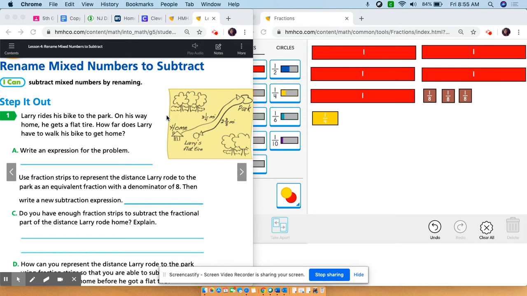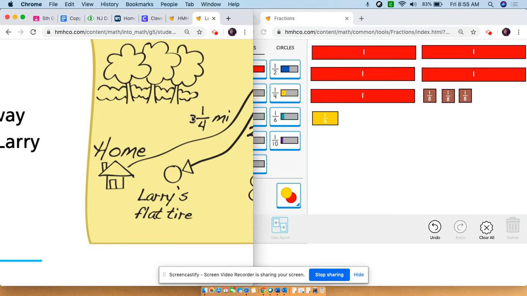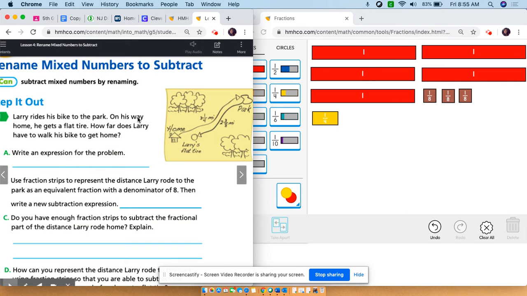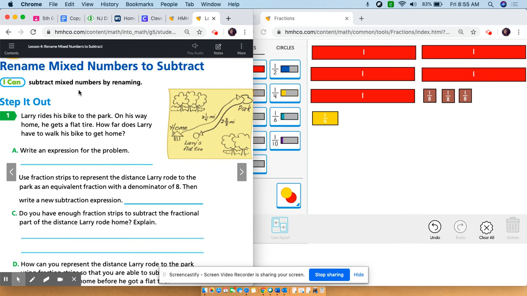And remember, a mixed number is a fraction where there is both a whole number and a fraction. Okay, so that is a mixed number. It's a mix of both whole numbers and fractions. By the end of this lesson, you're going to be able to subtract mixed numbers by renaming. And like I said, that's like regrouping or rewriting.